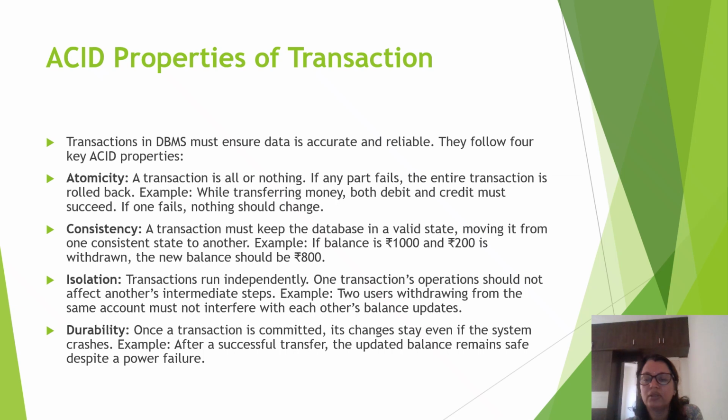The third property of a transaction is isolation. If multiple transactions are executing simultaneously or in parallel, they should execute independently without interfering in each other's operations. The last property of a transaction is durability. If the transaction executes successfully, then the updated value should be stored in the database permanently. This is called durability. And these are all four properties of a transaction. Thank you very much.